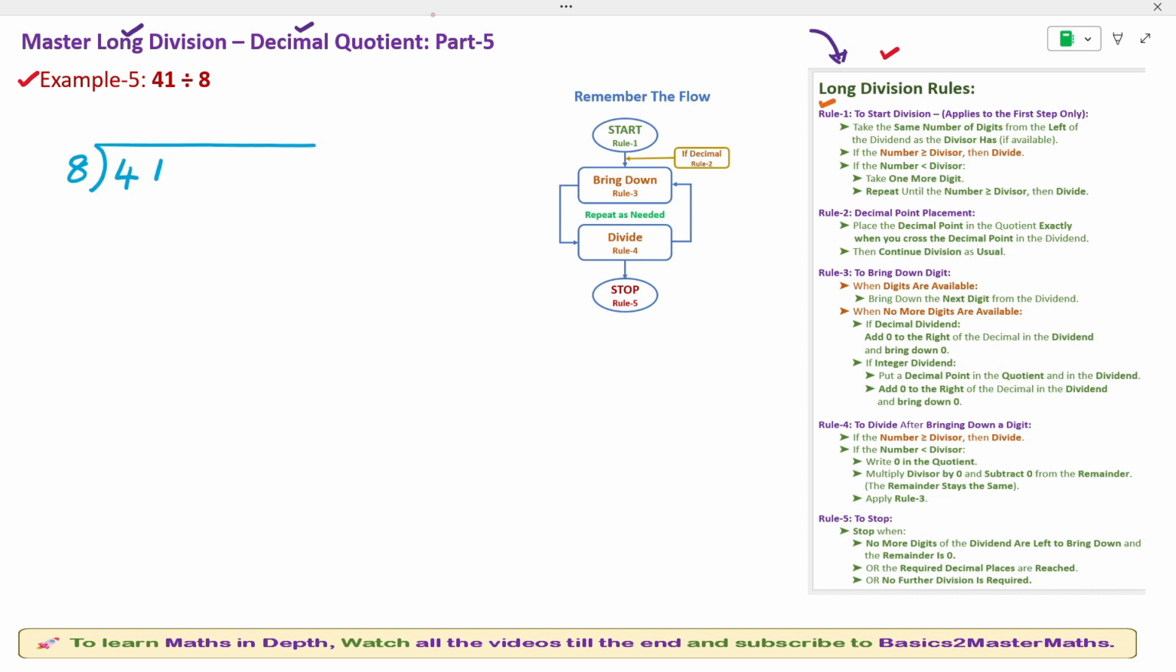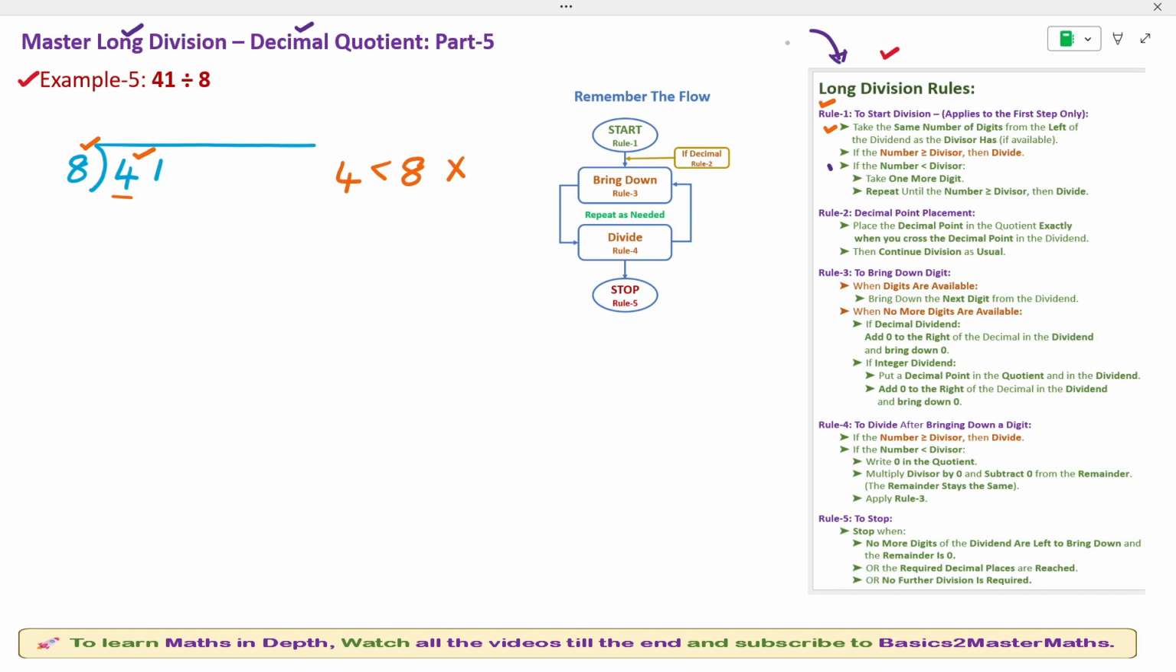Let us apply rule 1. Take the same number of digits from the left of the dividend as the divisor has. Observe, in this case, the divisor has only one digit. So, consider only one digit from the left of the dividend. In this case, that is 4. Observe, the number considered 4 is less than the divisor 8. So, division is not possible.